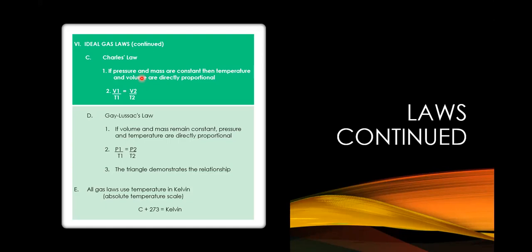Charles's law says that if pressure and mass are constant, then temperature and volume are directly proportional. Temperature and volume are directly proportional. Now, I told you another student told me that Charles is watching TV. Right? Charles is sitting in the back watching TV. Temperature and volume, if you like that. Okay? And Gay-Lussac says that if volume and mass are constant, then pressure and temperature are directly proportional. Remember, Boyle is the only one that's inversely, okay? The other two are directly proportional.